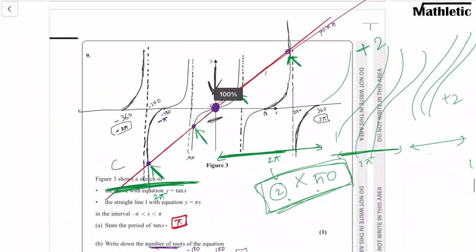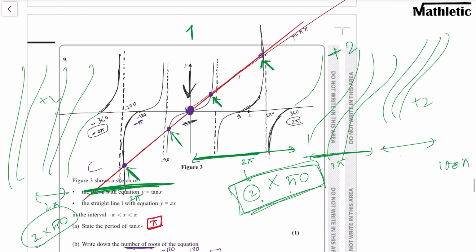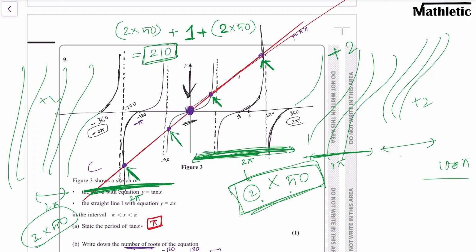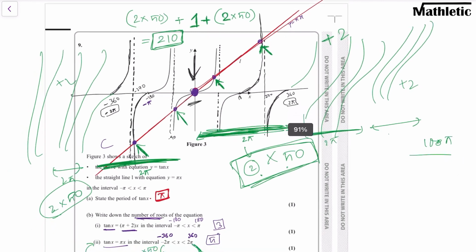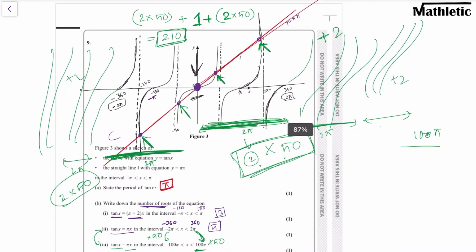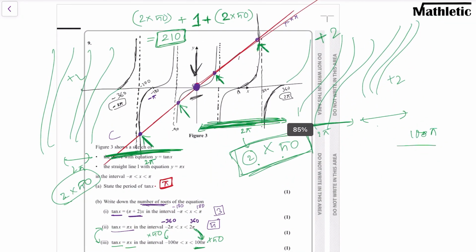So in short, we will have one single point at the origin. At the right side of the origin, for each 360, for each 2 pi, you will have two intersecting points. And since we need to find up to 100 pi, it will be repeated 50 times. This is similar at the left side, so 2 into 50 at the left side. In total, we will have 210 points. So that's the solution of number 9, P1 Jan 2023.